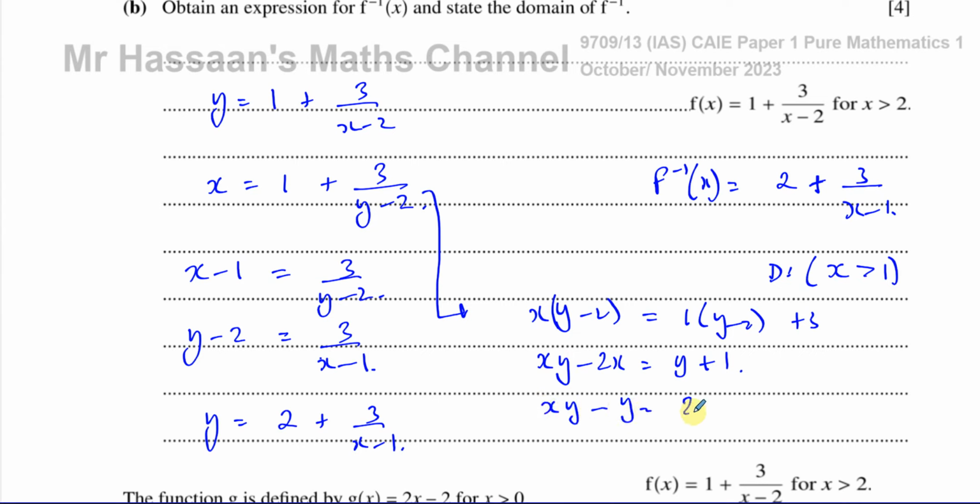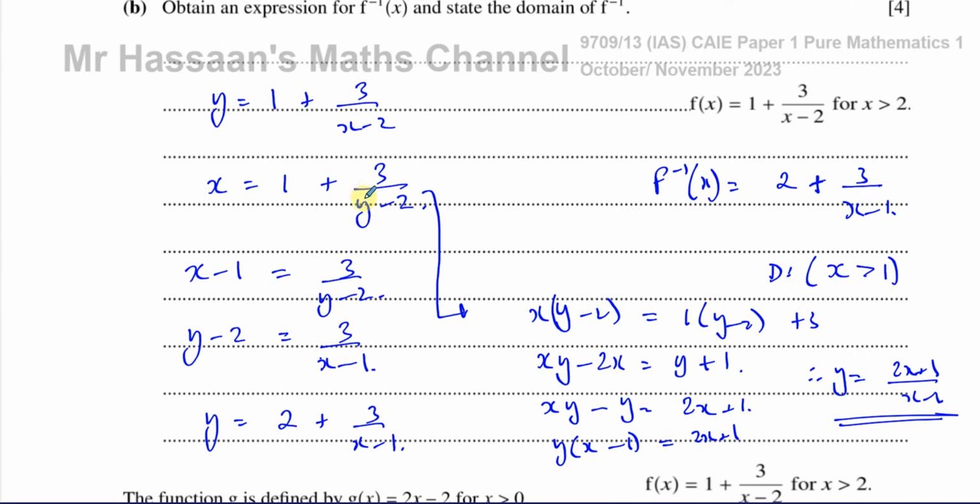You can take y as common. So y times x minus 1 equals 2x plus 1. So therefore y equals 2x plus 1 over x minus 1. That's also an alternative way of writing the inverse function. You could write it in this form, 2x plus 1 over x minus 2. That's also possible. Okay, but don't make silly mistakes like that. A few students did that.